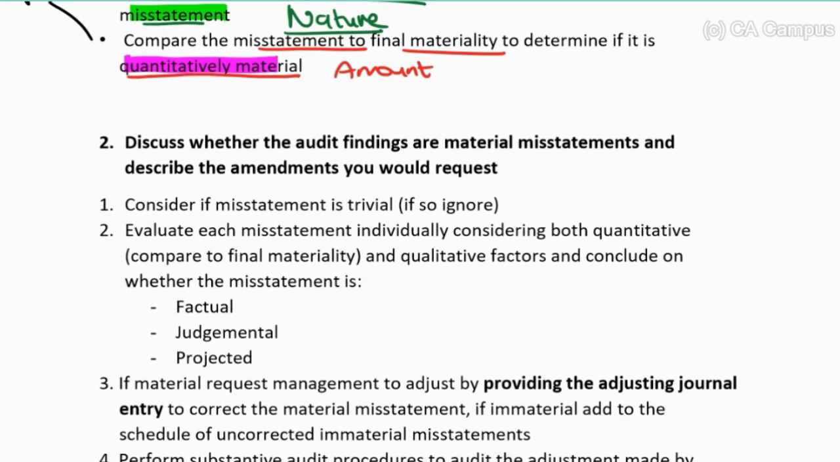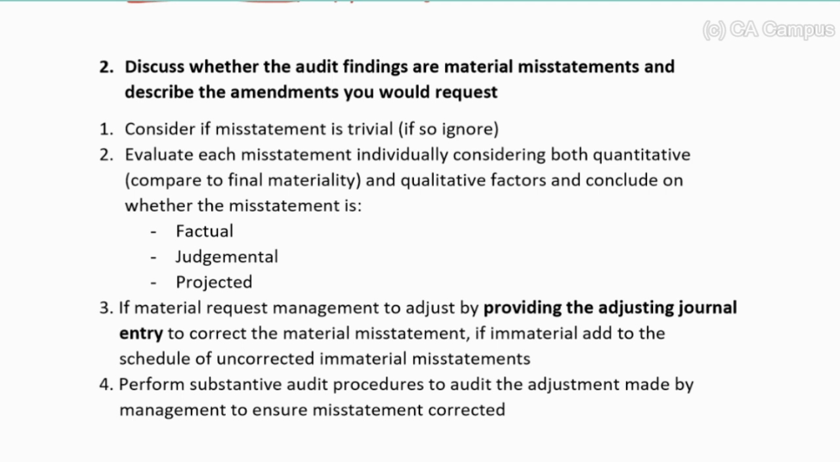The second type of question, discuss whether the audit findings are material misstatements and describe the amendments you would request. So ultimately, they're asking for, number 1, are there material misstatements? So they've picked up some evidence through the performance of audit procedures. They want to know, are there material misstatements? And then, how would you amend the financials because of this? So, my first step, consider if a misstatement is trivial, and if so, you must ignore it.